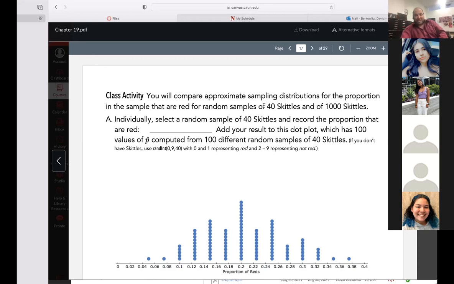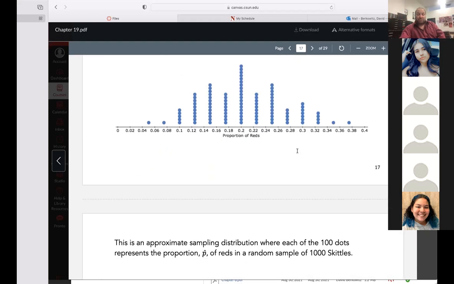If I, instead of taking 40 at a time, took 1,000 at a time, would I expect in 1,000 Skittles at a time to get just a few reds? Does it seem reasonable that for 1,000 Skittles, I'd have 5% reds? No. It's a lot less likely to have a value of 5% with a sample that big, because the bigger the sample, the more likely I am to be close to the true value.